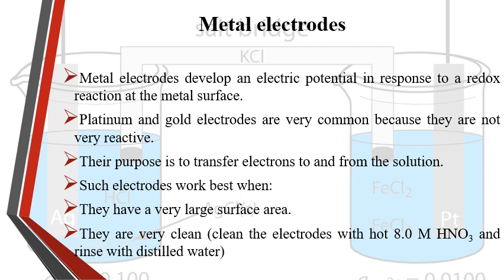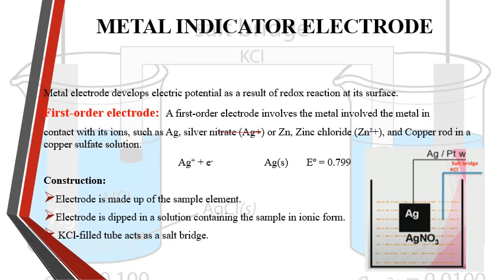There are three main types of these electrodes used in potentiometry, but we will discuss only two. We will discuss the first order electrode and the second order electrode. The first order electrode, or electrode of the first kind, such as silver electrode immersed in silver nitrate, develop potential based on the metal's interaction with its ion. These electrodes are straightforward but less selective compared to other types of electrodes.